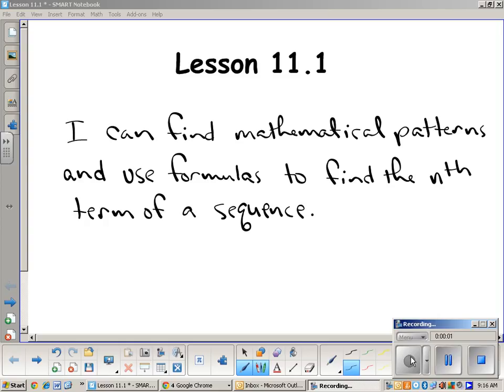So today we're going to go ahead and move on with 11.1. This chapter talks about sequences and series. And this lesson is going to be a lot of review of what you've done in geometry already.